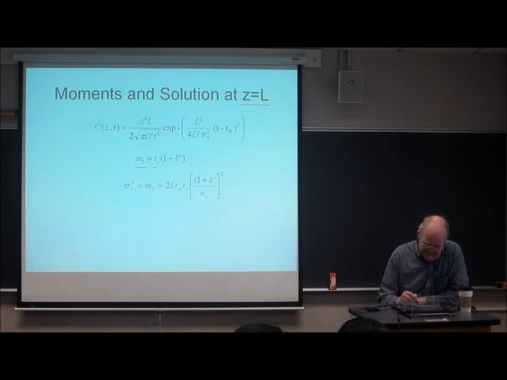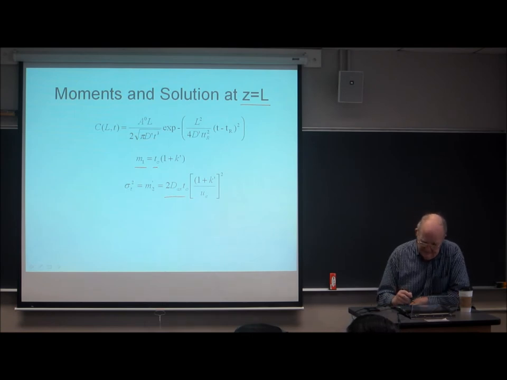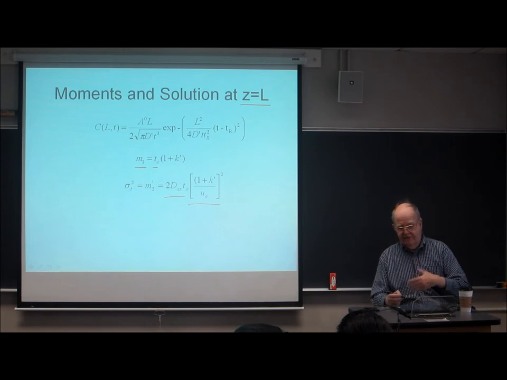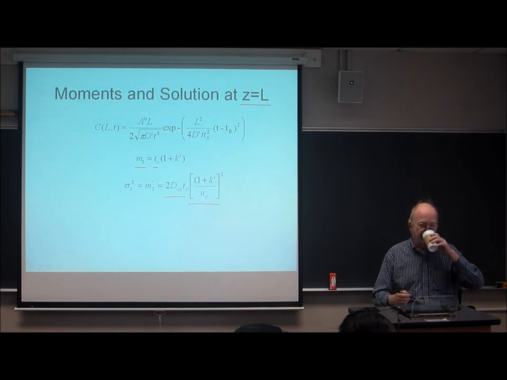And the second central moment works out to be something that the random walk model tells you it works out to be. But the derivation is entirely different. You don't have to go through any physical argument to get this. It just comes out of the mathematics.